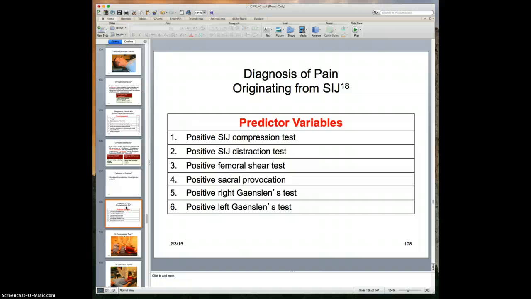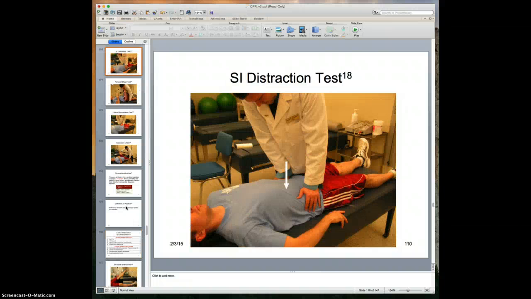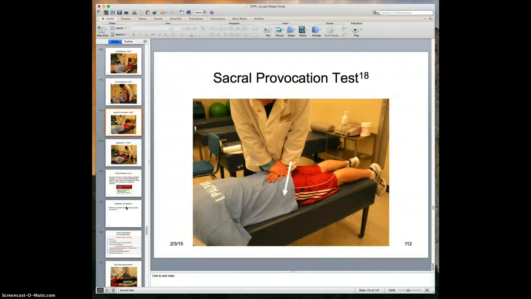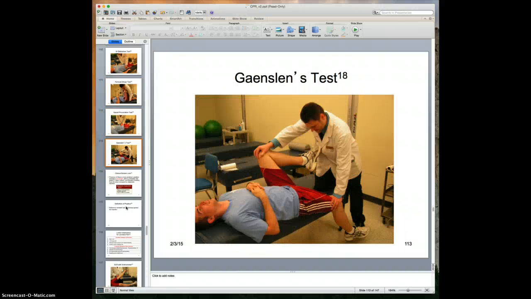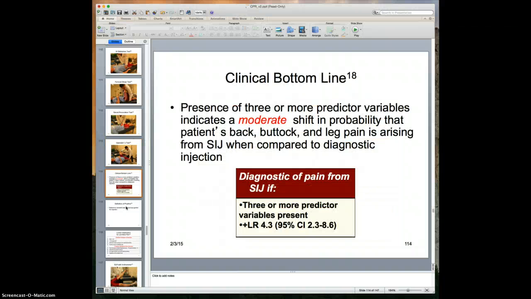So we looked at our predictive variables of a positive SI joint compression test, distraction test, femoral shear testing, positive sacral provocation test, and Gaenslen's test on the right and left. So again, you guys should be exposed to these predictor variables within your orthopedics course. And SI compression test, SI distraction test, femoral shear test, sacral provocation testing, Gaenslen's testing, and ultimately the clinical bottom line here indicates that a diagnosis of pain from the SI joint is highly favorable if a patient presents with 3 or more of these predictor variables, with a likelihood ratio of about 4.3. So again, moderate shift in probability for back pain, leg pain arising from SI joint.